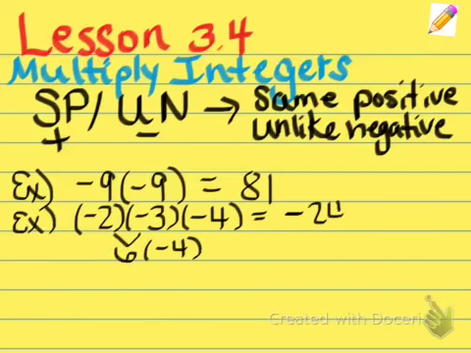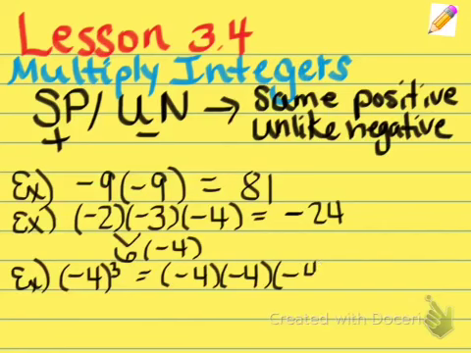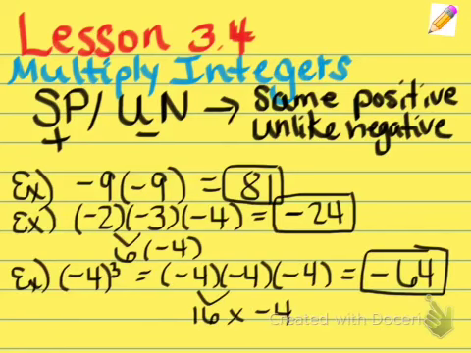Even if you are multiplying more than just two numbers at a time, you still need to follow the same SPUN rules. When you have a product of three negatives, your answer will always be negative. Think back to the worksheet we went over in class.